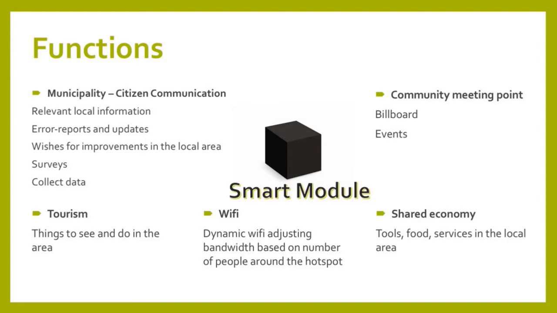On these little smart boxes, we will have both municipality and citizen communication, where there will be relevant local information on the smart box. Error reports and updates can be made on this box by the citizens. If they are passing by and have noticed that something isn't working, then they can go there. Also wishes for improvements that might be needed. Surveys by the municipalities, if they have questions about how the inhabitants are experiencing things, or if they want to change something. And also to collect data from the people that live in the areas.